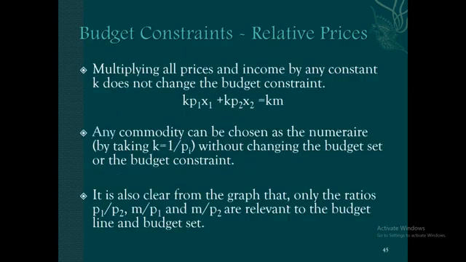Again, multiplying all prices and income by any constant K does not change the budget constraint. If you introduce a constant like K, then KP1 x1 plus KP2 x2 is equal to K times M. So any commodity can be chosen as the numeraire, by taking K equal to 1 by Pi, without changing the budget set or the budget constraint. In that context, it is quite clear. It is also clear from the graph that only the ratios P1 by P2, M by P1 and M by P2 are relevant to the budget line and the budget set.